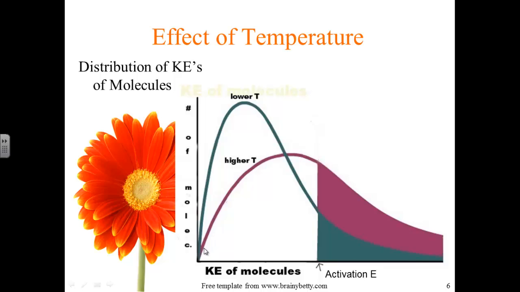If you look at the higher temperature instead, you'll see that most of those molecules are a little bit higher on the kinetic energy scale, and there are a lot more of them that have the needed amount of energy to break bonds during collisions. These shaded areas represent the molecules that are able to react. So more of the higher temperature molecules have that needed energy. The lower temperature molecules are mostly over here. They don't have enough energy to react. Only a few of those have enough energy to break bonds during collisions.